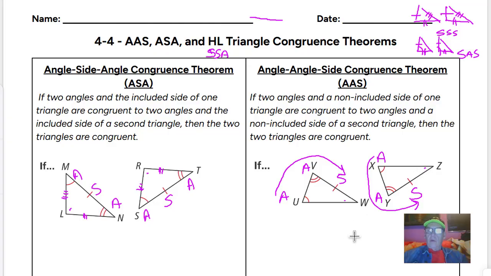Angle W is going to be congruent to angle Z because those are corresponding parts. Side UW is also going to be congruent to side XZ because those are corresponding parts of congruent triangles. And then side UV is going to be congruent to side XY.